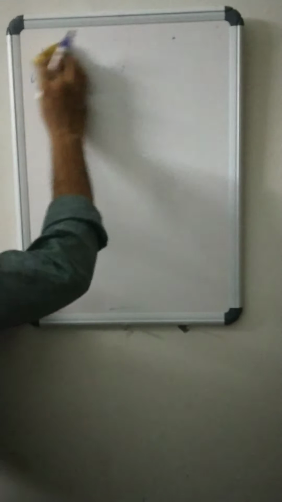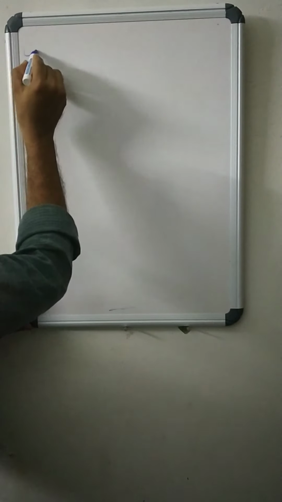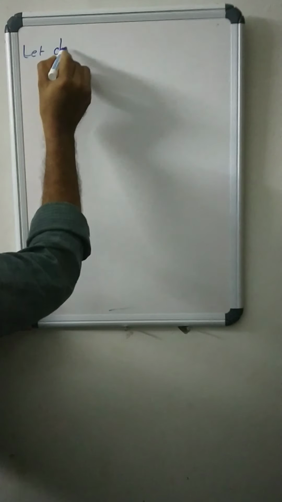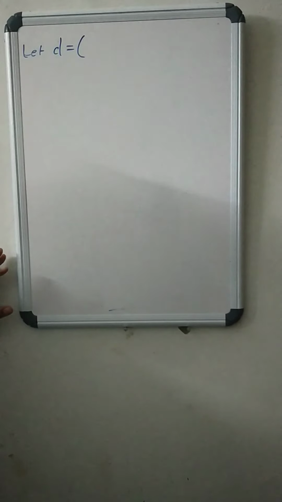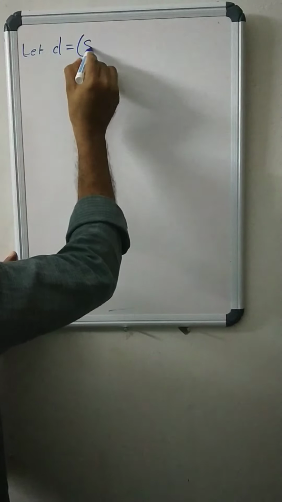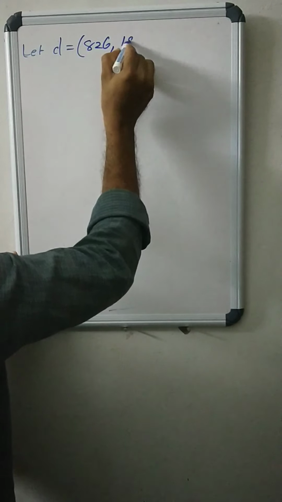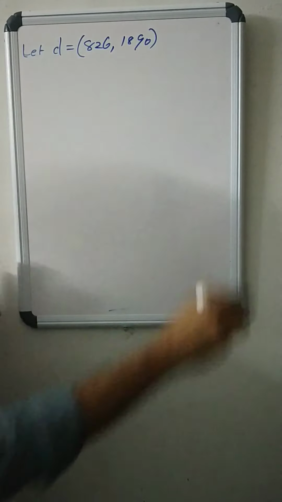Okay. Now come to another one. Let D equal GCD of 826 and 1890.